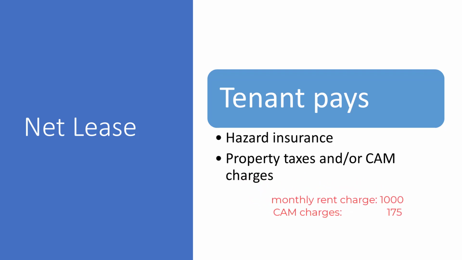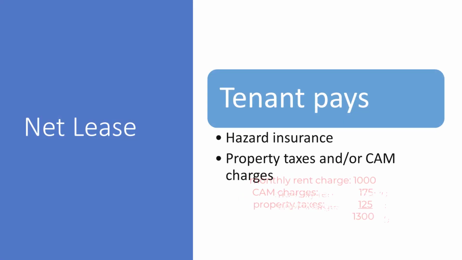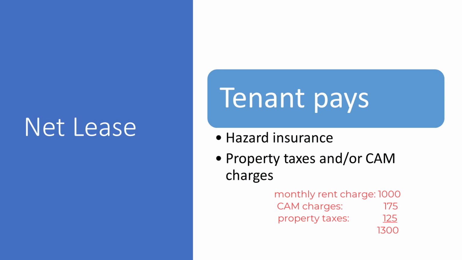Another fee a tenant could be paying under a net lease could be property taxes. The same idea. The property taxes for the entire shopping center for the year, divided by its overall square footage, multiplied by the square footage of your unit, divided by 12, and add that to the monthly rent. Let's say the property taxes are $125. This tenant is paying a total of $1,300 a month.